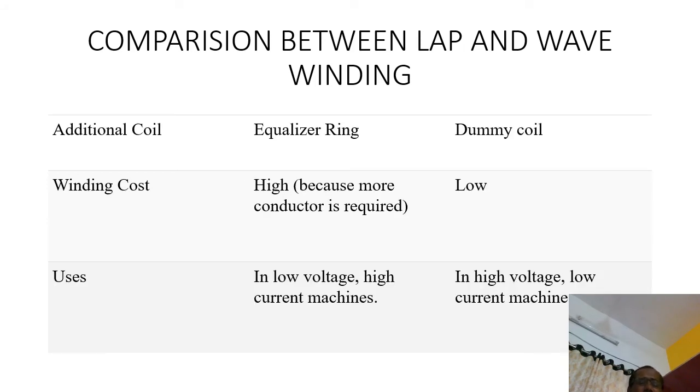Any additional square is required in case of lap winding. Equalizer and dummy coil are needed. Winding cost is high because more conductor is required, whereas it is low in case of the wave winding. Lap windings are used in low voltage, high current machines, and in high voltage, low current applications, wave windings are used.